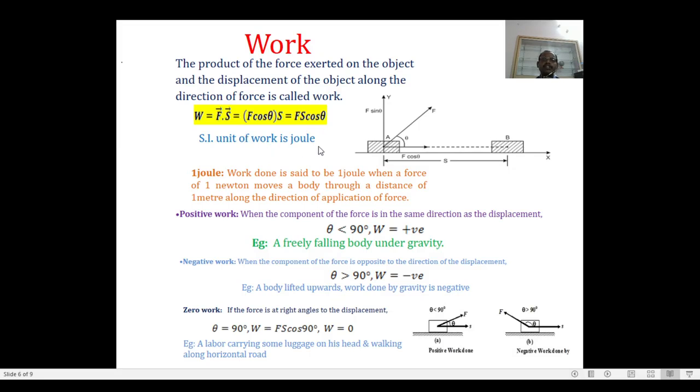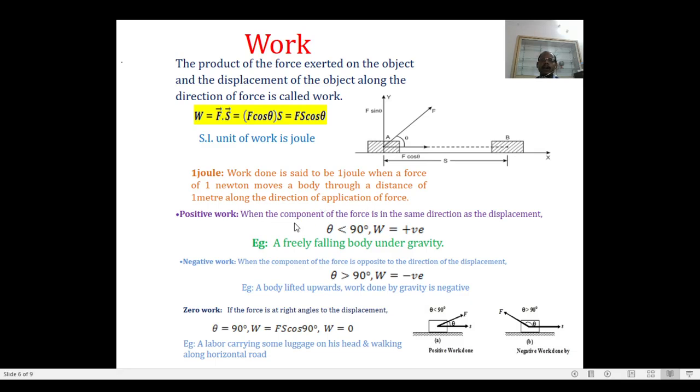Now this is equal to Fs cos theta. SI unit of work is joule. 1 joule is defined like this: work is said to be 1 joule when a force of 1 Newton moves a body through a distance of 1 meter along the direction of application of force.